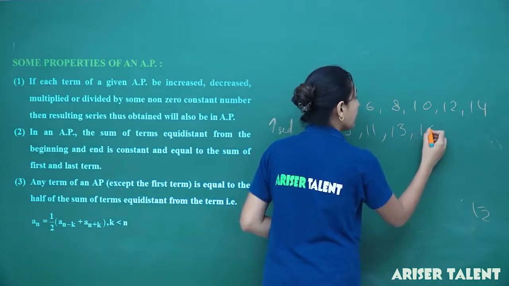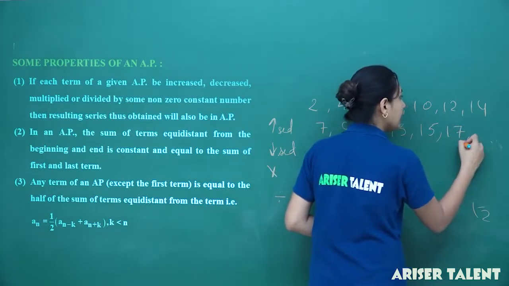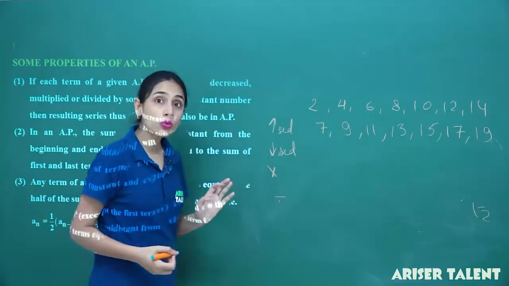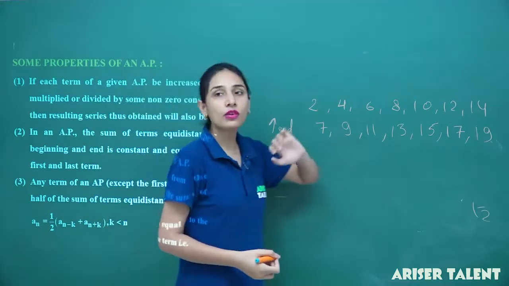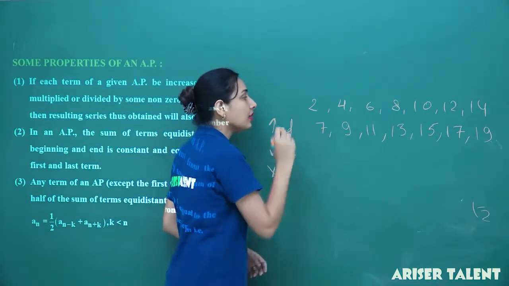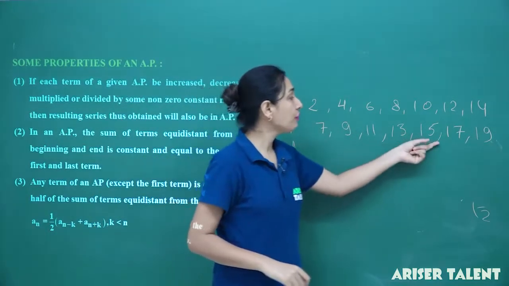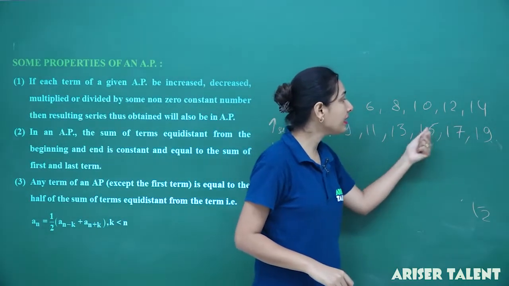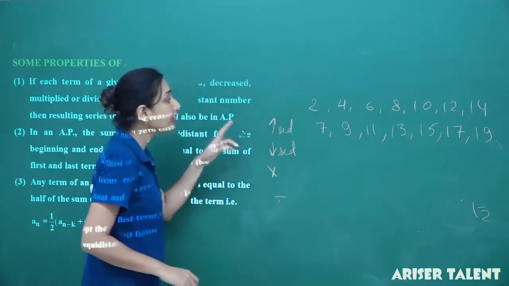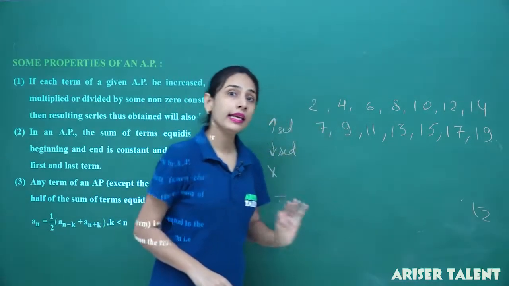13, 15, 17, 19. So this will be my new AP. This will be a sequence or a series. Now 9 minus 7 is 2, 11 minus 9 is 2, 13 minus 11 is 2, 15 minus 13 is 2, 17 minus 15 is 2, 19 minus 17 is 2. That means if I increase it by something, then the resultant will also be an AP.